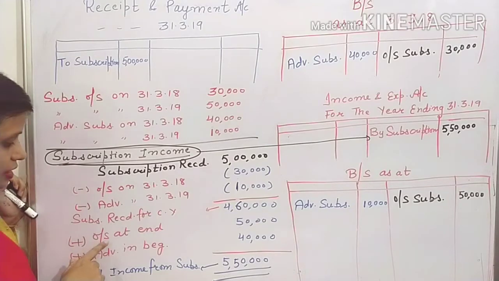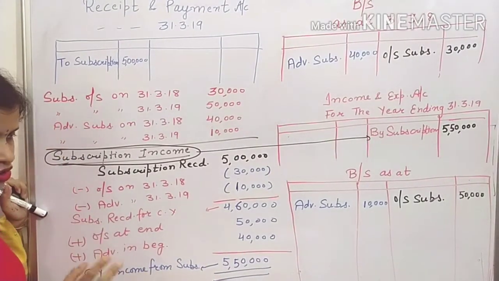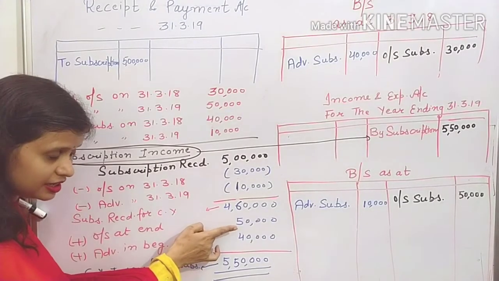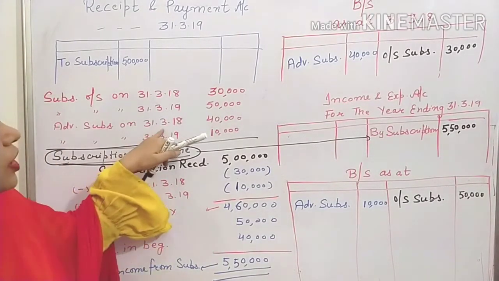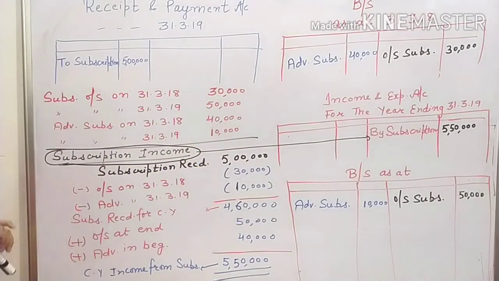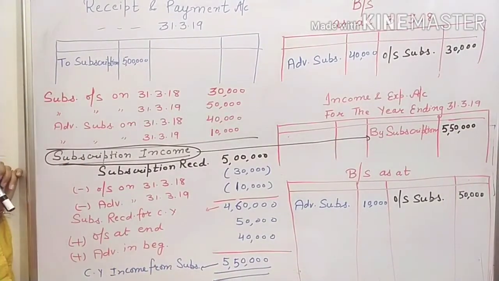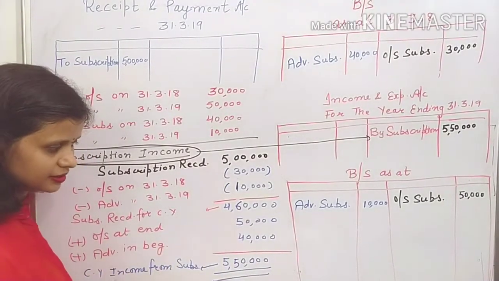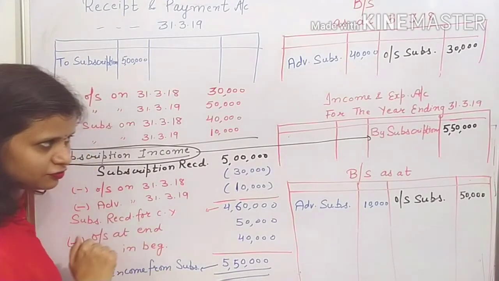And still subscription of 50,000 is to be received. It is still outstanding, so it will be added. It is current year outstanding subscription. And for the current year, you have already received 40,000 in the previous year, advance in the beginning. This relates to the current year, so it will be added to the subscription income of the current year. So your total subscription income will be 5,50,000.